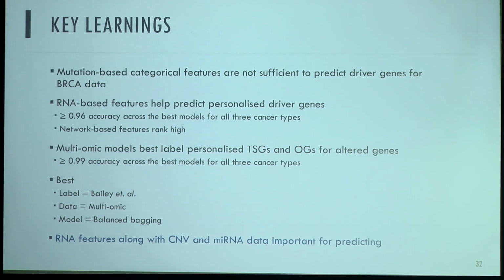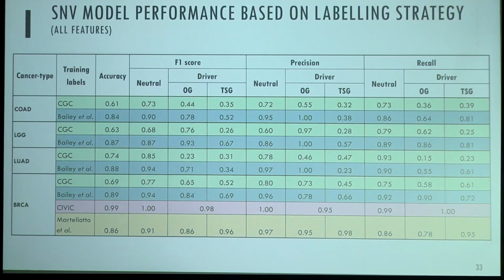And this Bailey et al. is a classic study that appeared in Cell in 2018, which looks at labeling individual driver events based on a lot of information. They have structural information and so on and so forth. So these were our key learnings, and again a big map of numbers for you. But you can see that the numbers for Bailey et al. are consistently good across different scenarios, whether we are looking at neutral genes or oncogenes or tumor suppressor genes.